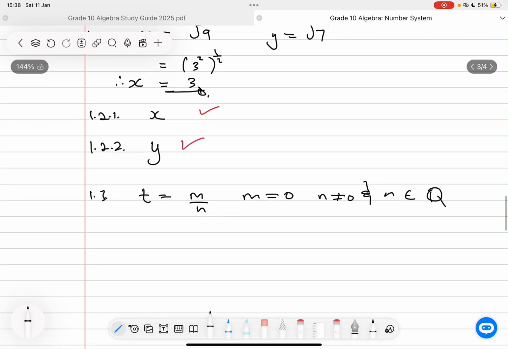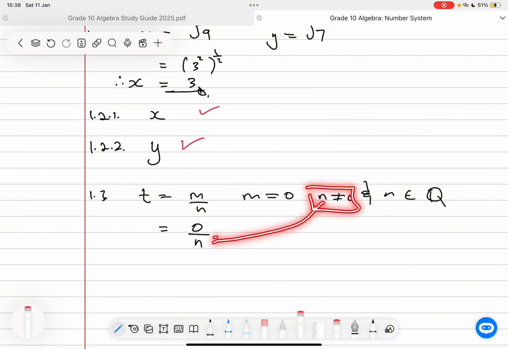So now what's going on here? If we take this m and put it here as a 0, because we are told that m is a 0, it means we are going to have a 0 over n. And we're saying that n should never be a 0, because if we put a 0 here, this whole thing will be undefined. But n is allowed to be any of the rational numbers.